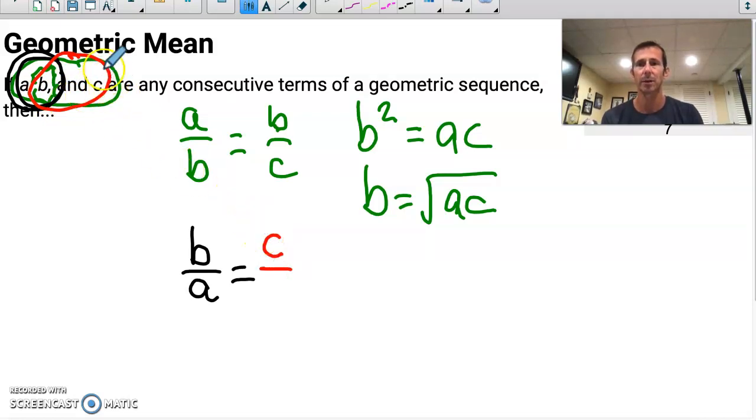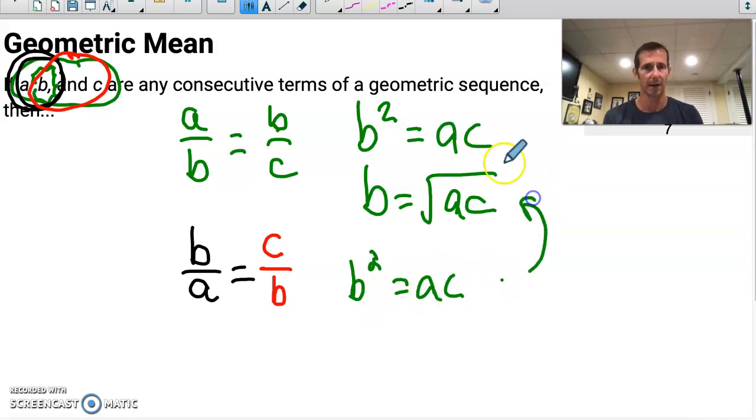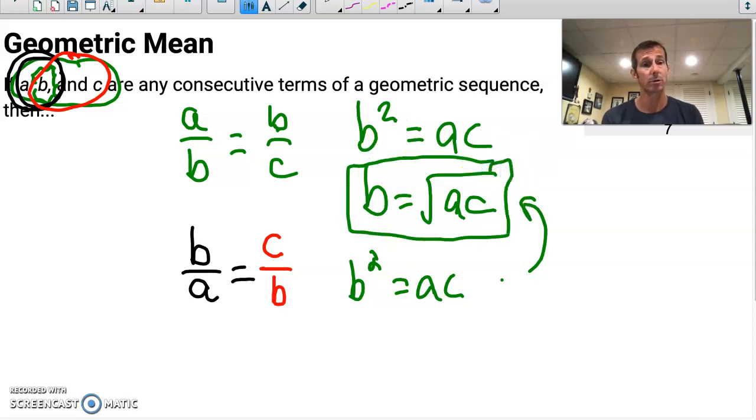And it would have to be in ratio divided by b. But notice if I do a cross multiplication on this proportion as well, I still get b squared as one of my cross products equals AC. And if I were to solve that, it would still give me this value. So this is the geometric mean as opposed to the arithmetic mean, which is what most people are used to.